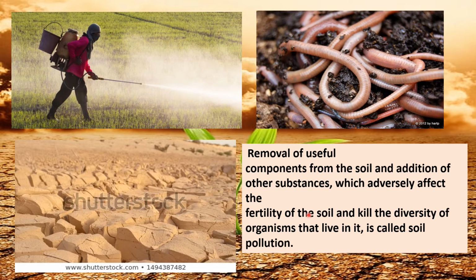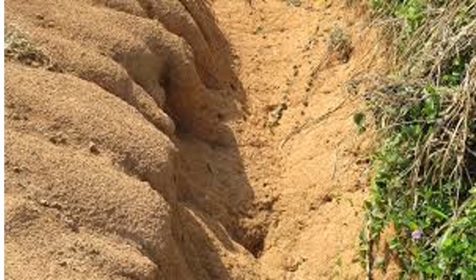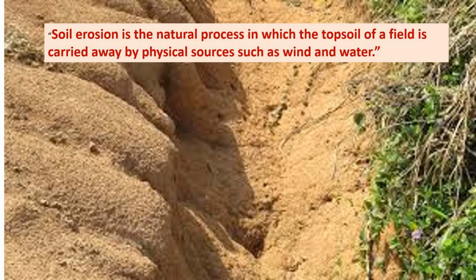Also, one of the very adverse effects, or one of the causes of soil pollution, is soil erosion. So now let's talk about soil erosion. First of all, what is soil erosion? Soil erosion is a natural process in which the topsoil of a field is carried away by physical sources such as wind and water. Getting, dear students, what is soil erosion? It is a natural process in which the topsoil is removed by physical sources such as wind and water.